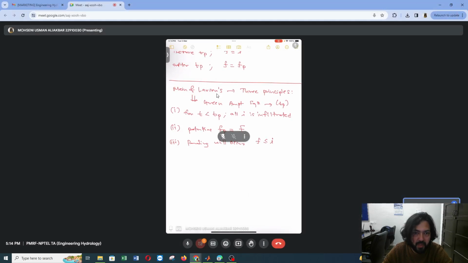So these are the three principles that have been given by Mein and Larson, and they have used the Green-Ampt equation to derive the ponding period. So let us see how they have derived this equation for the ponding period. Let us take the equation of the Green-Ampt model.